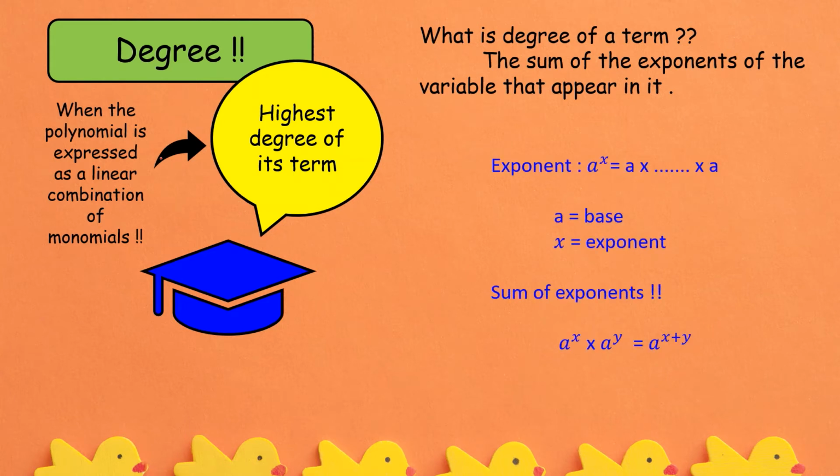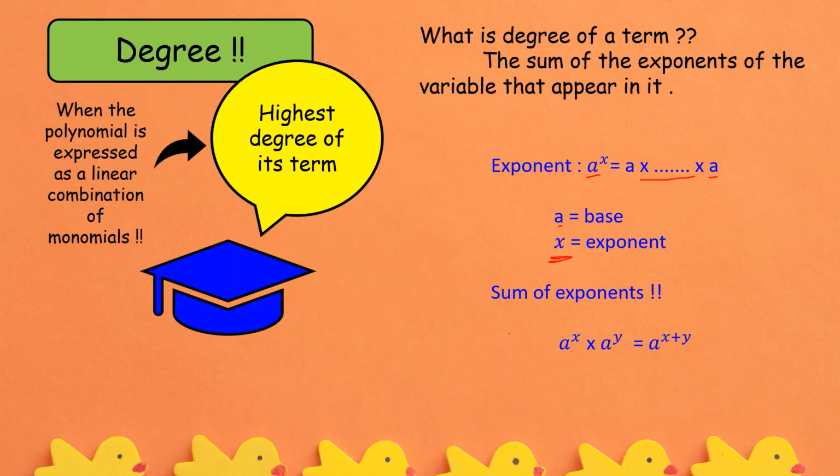Now what is an exponent? When you look over here, a power x is equal to a into a into a, and so on, x times. Here a is the base and x is nothing but the exponent. Usually if we don't remember the word exponent, we call it power. 2 power 2 is 4, 2 power 3 is 8. So x can be defined as power, but here it is notated as exponent. Power is called exponent.